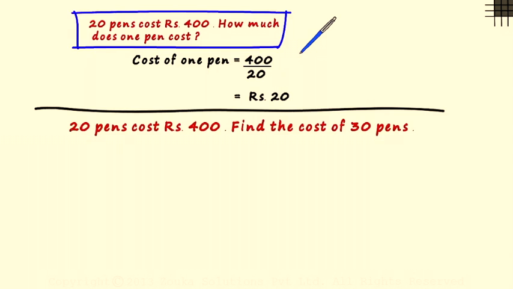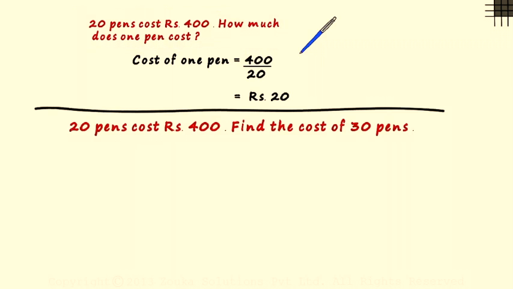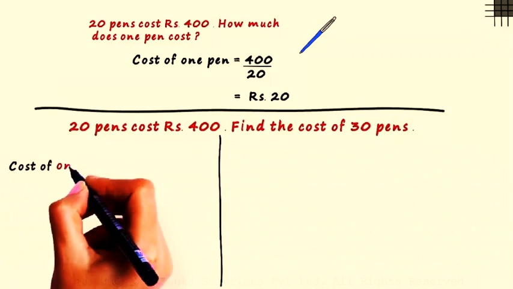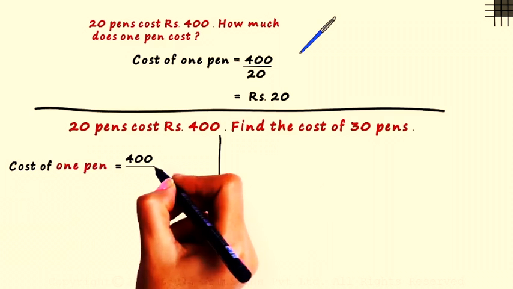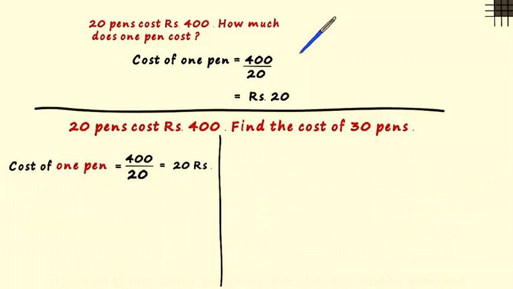If you think the previous problem was easy, this one should also seem easy. But that is not always the case. When students see that they have to find the cost of 30 pens, they tend to get confused. We found out the cost of one pen to be 400 by 20, which is 20 rupees. So think about it. You have the cost of one pen. What will be the cost of 30 pens?